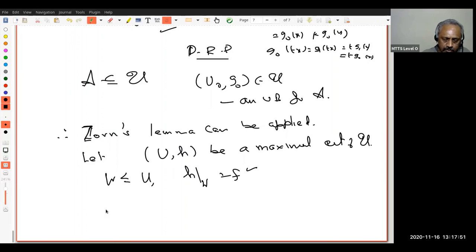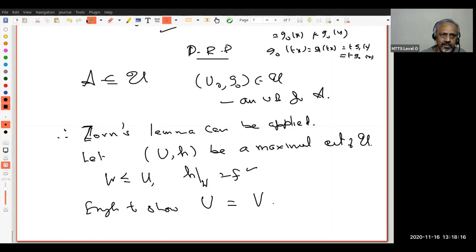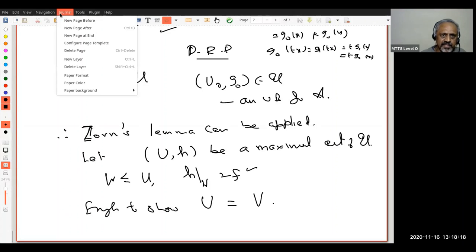To conclude the proof, it is enough to show my U is nothing other than V. Then I have an extension. Do you understand that? If I prove U equal to V, I get an extension. This is V, H, H restricted to W is F. You are through. So I only have to show U equal to V. That is again easy.